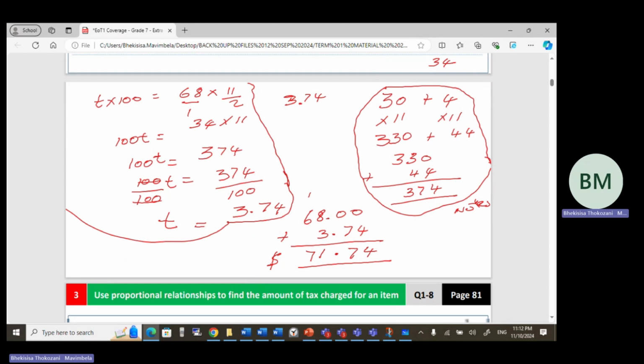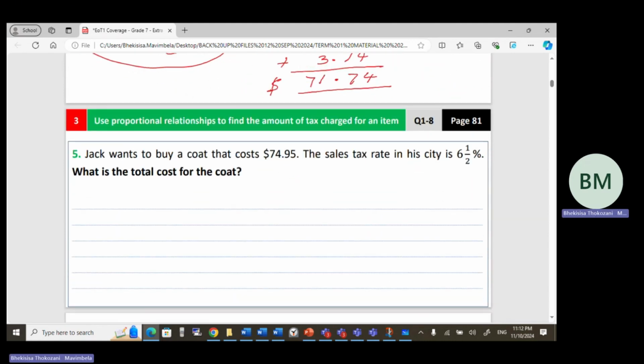So let's move on to the next one. I'm not going to do number 5. Again, you can see number 5 is exactly similar to what we did, because number 5 also has decimals. Okay. So let's move on to the next one.